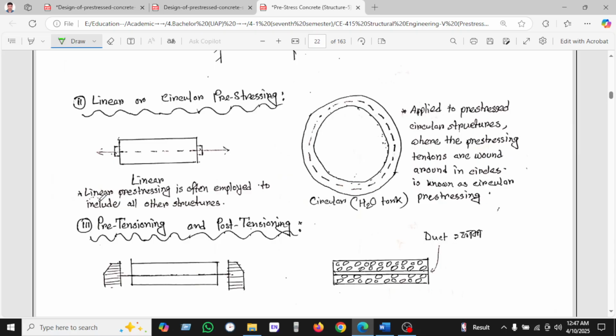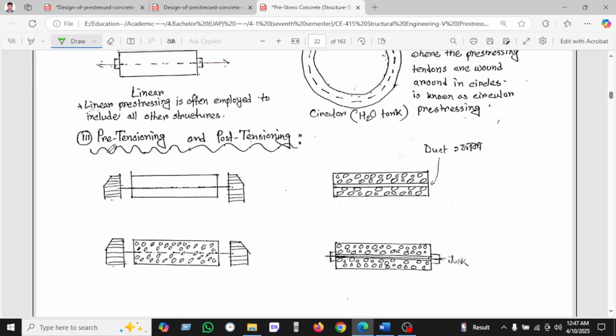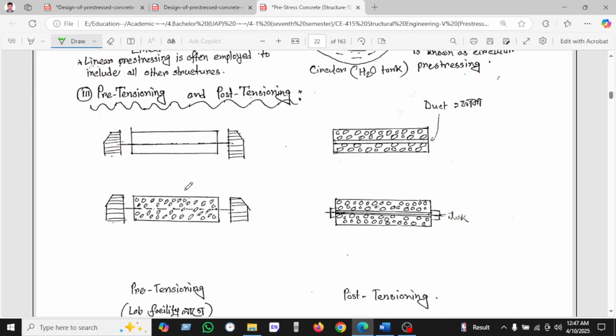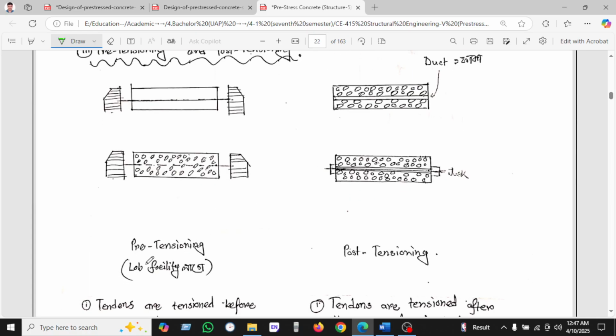The linear prestressing is often employed for all the other structures. Here, the circular is the water tank, where they apply prestress to a circular structure, where the prestressing tendons are wound around the circle, and it is known as circular prestressing. And the pretension and post-tension, we will see this is the pretension, and this is the duct. Now we will see the diagram of pretension.